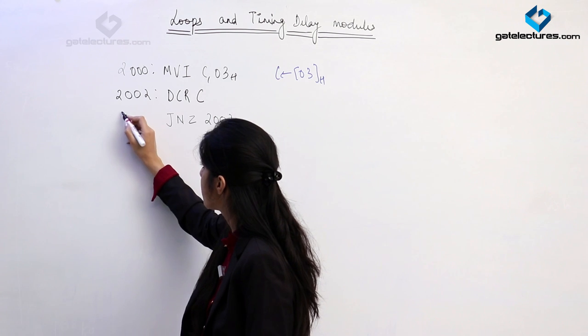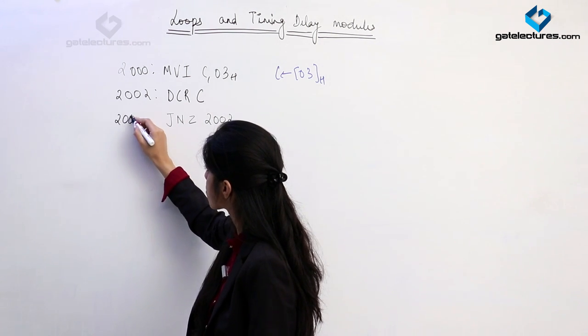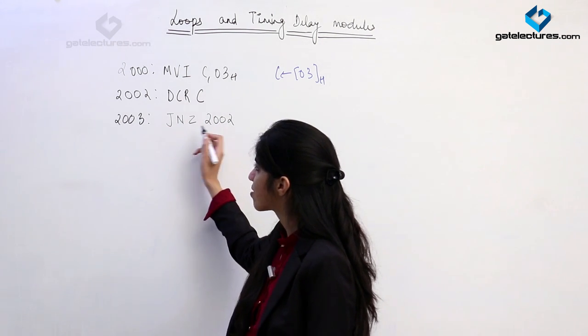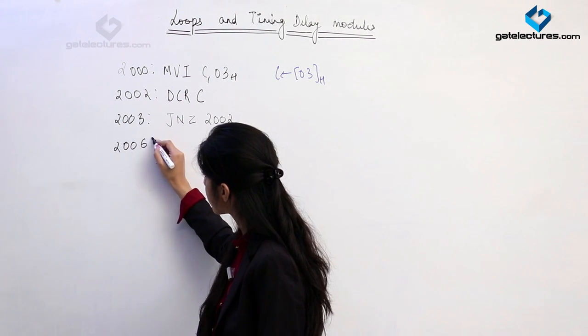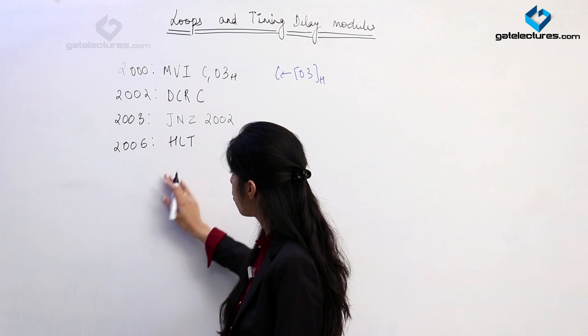First let us write the program. This is a 1-byte instruction, so the address for this instruction is going to be 2003. This is a 3-byte instruction, so the next instruction is going to come at 2006. There I am giving halt.